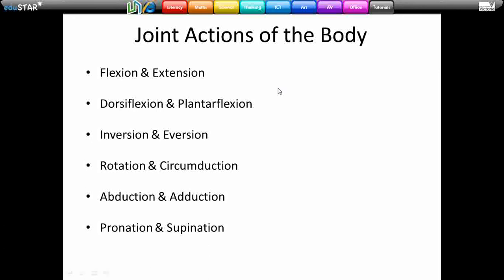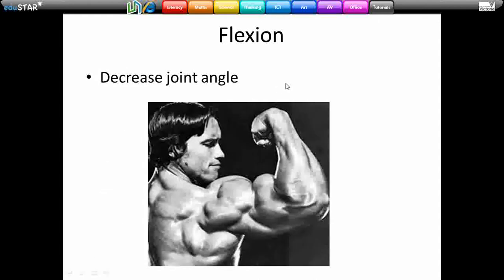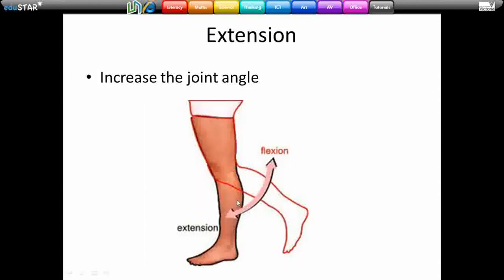There's 12 actions of the joints, how we can describe how the joints move. So the first two, and they work in coordination with each other, is flexion and extension. So flexion is wherever a joint angle is decreased. So commonly found in hinge joints, when you bend your knee or when you bend your elbow. You can see in the picture there, that's the bicep flexing. Extension is the opposite, so that's when the joint angle increases. So when you straighten your knee or you straighten your elbow joint.